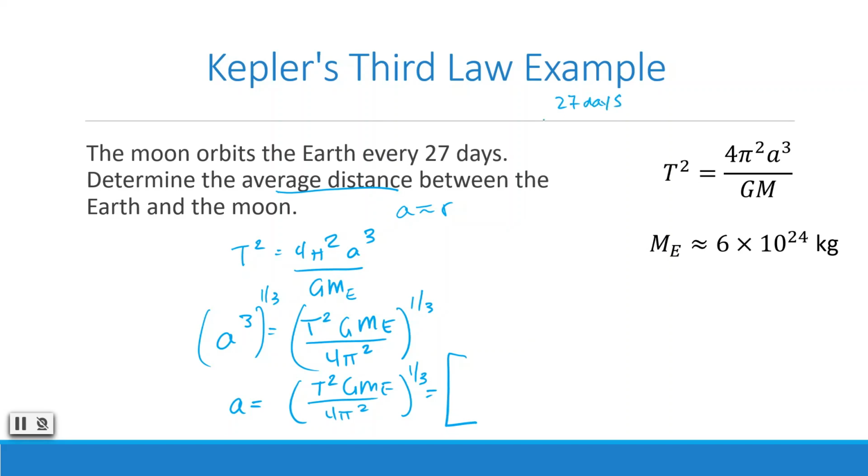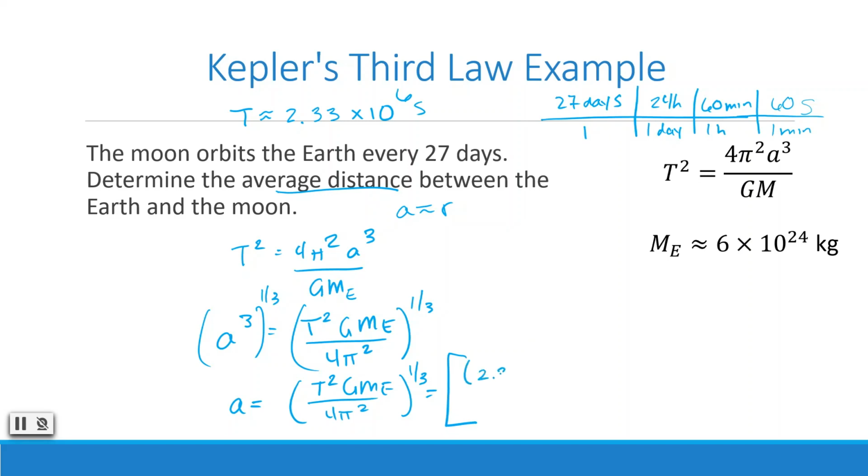We need to convert that into seconds. We have to be in SI units. So 1 day is 24 hours. 1 hour is 60 minutes. 1 minute is 60 seconds. And that gives us a period that is approximately 2.33 times 10 to the 6 seconds.